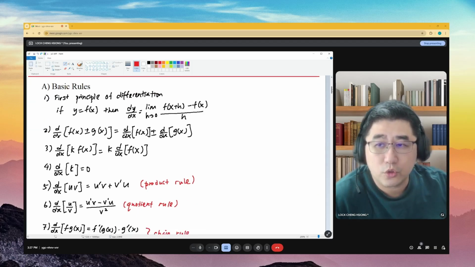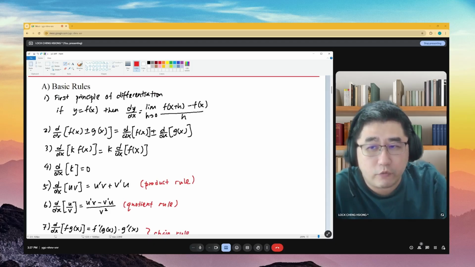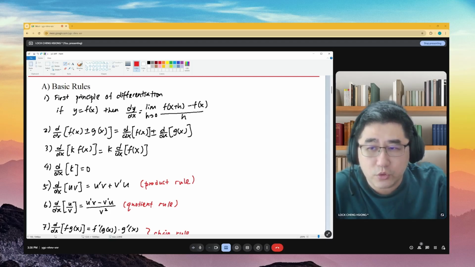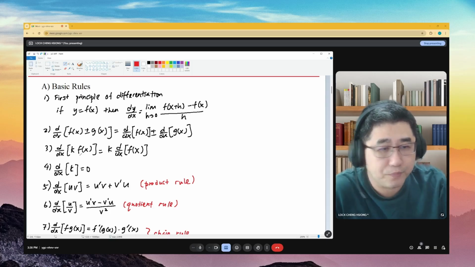So basic rules. First we have the first principle of differentiation. If y equals f(x), then dy/dx equals the limit as h tends to 0 of f(x+h) minus f(x) over h. This is the one that helps us derive all the rules. Number 2, if we have a plus or minus of 2 expressions, we can separate them before we differentiate. Number 3, if I have a multiple in front of f(x), I can take out the multiple. Number 4, if I have a constant, the differentiation of the constant will go to 0.